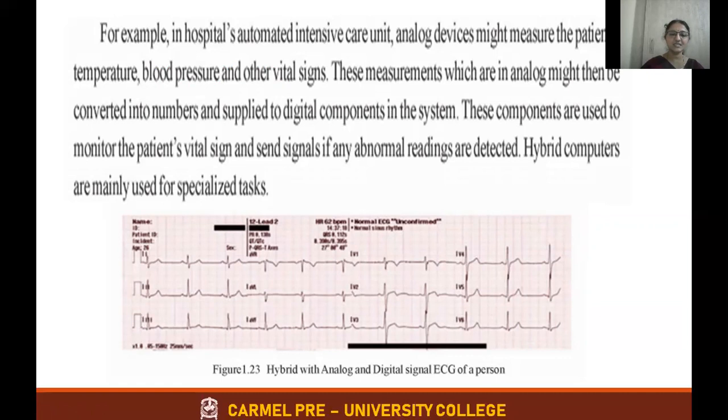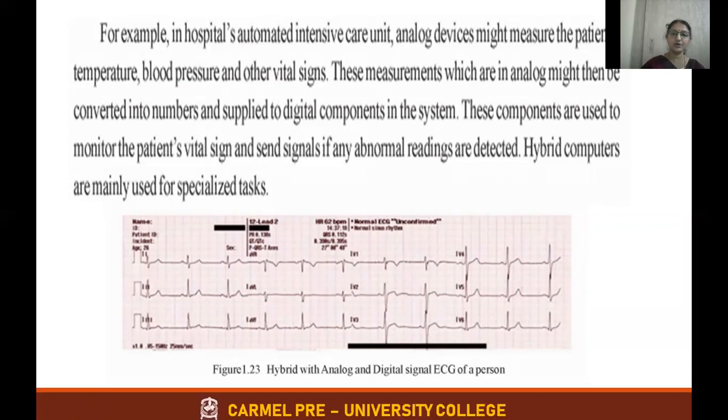Especially here you can see it's a hybrid with analog and digital signals. This is the reading of an ECG of a person. You have the waveform, which is in analog form, as well as in between you get the numbers, which will be converted into numbers in digital form for our understanding. So these are the types of computers depending on working principle: analog, digital, and hybrid computers.